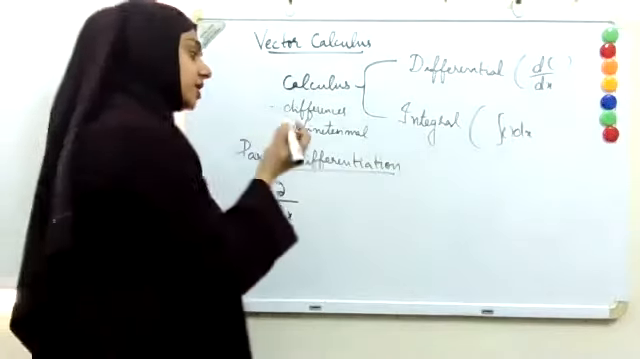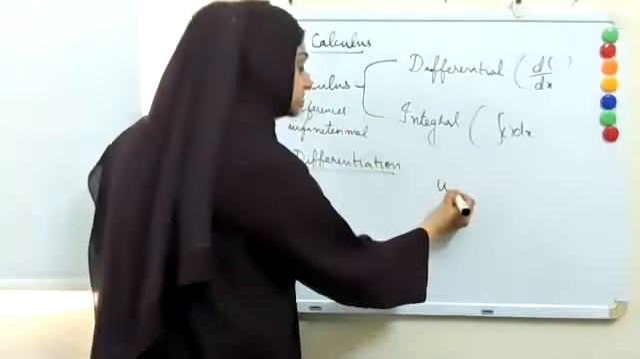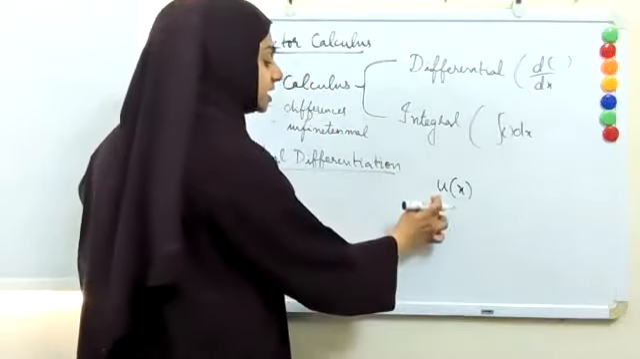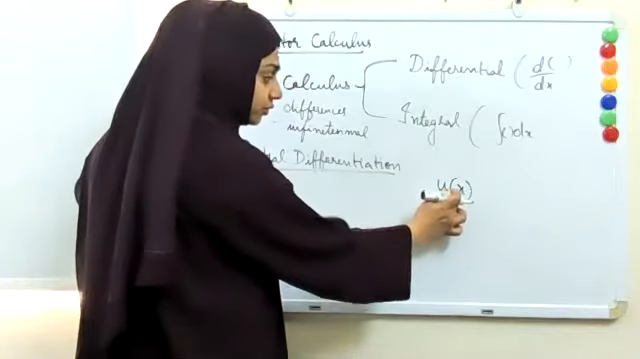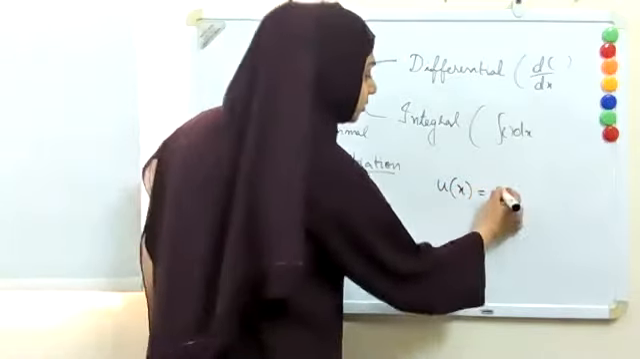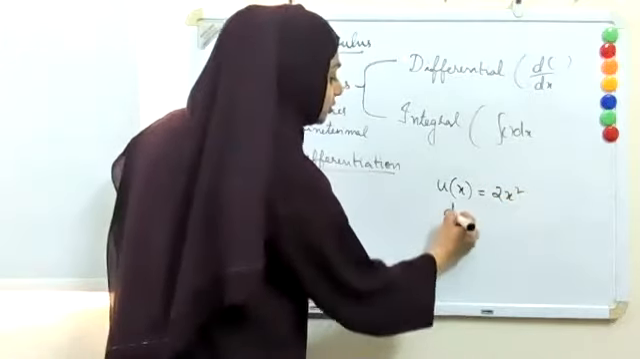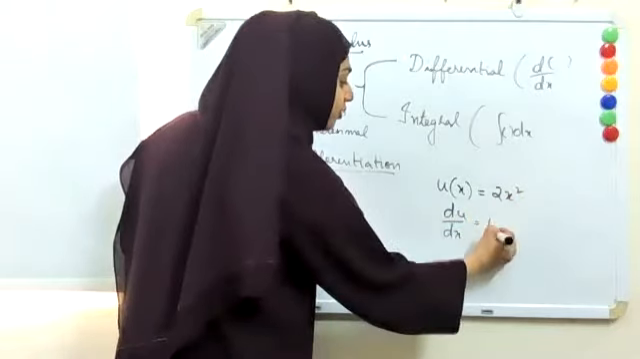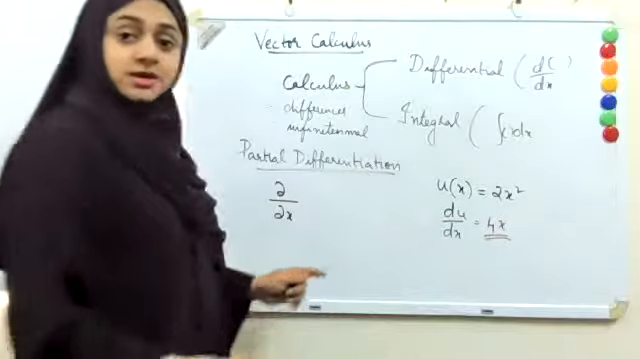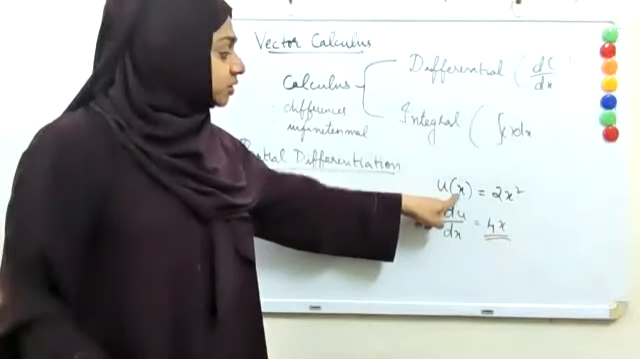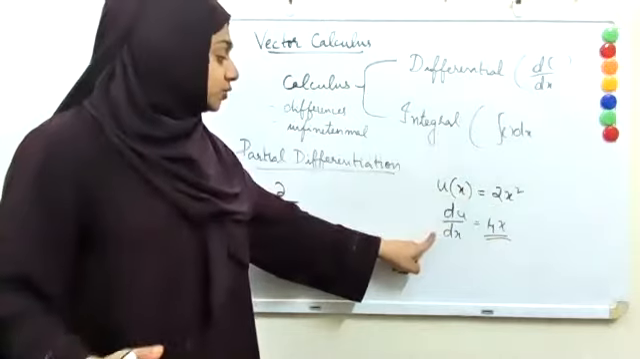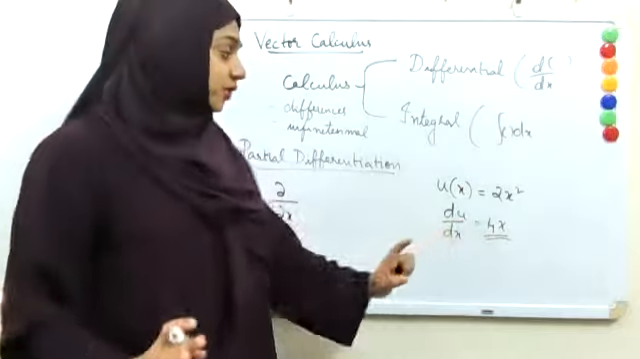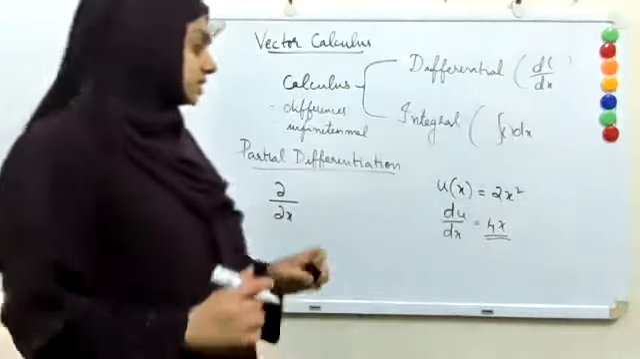Suppose you have a quantity u, which is a function of x. Then you take the differentiation of u. Suppose this is equal to 2x square. Then when you do d by dx of u, you will take 2 into 2 is 4x. Right? Here, u is a function of x only, and you are doing the differentiation of u with respect to x. And you will get it as 4x by using the laws of differentiation.